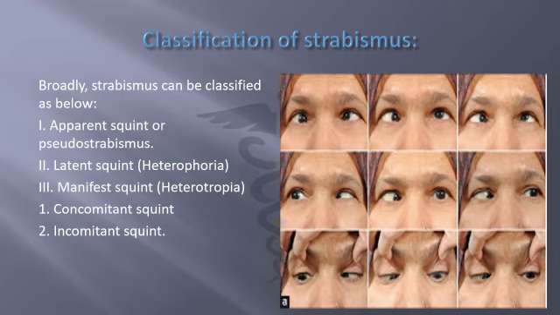The concomitant squint is the one where the angle of squint remains the same in all the 9 gazes, and the incomitant squint is the one where the angle of squint differs in one or more of the 9 gazes. So what are these 9 gazes of vision? These include the cardinal position or the primary gaze, where the eyes look straight ahead. Then there is elevation, depression, dextroversion, levoversion, dextroelevation, dextrodepression, levoelevation and levodepression.